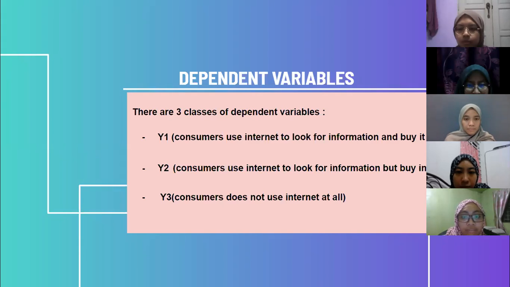So these are the dependent variables used in this experiment. There are 3 classes of dependent variables. Y1 is for consumers who use the internet to look for information and buy online. Y2 is for consumers who use the internet to look for information but buy in store. Y3 is for consumers who do not use the internet at all.